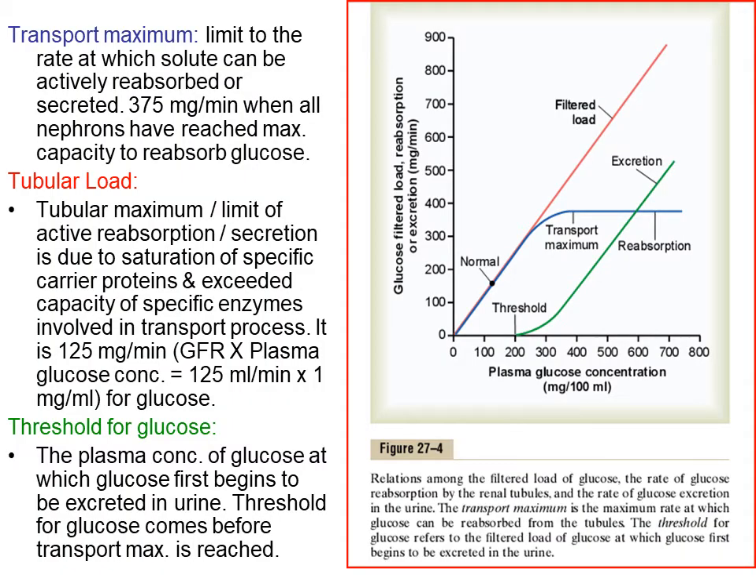What is transport maximum? Transport maximum is the limit to the rate at which solute can be actively reabsorbed or secreted. In other words, for actively reabsorbed substances, it is the maximum rate at which that substance can be reabsorbed or secreted. For example, in case of glucose, 375 milligram per minute, when all the nephrons have reached maximum capacity to reabsorb glucose, is the transport maximum.